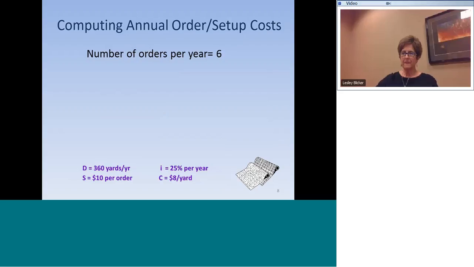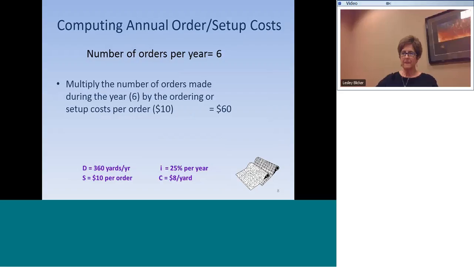Now that we know how many orders we need to place during the year, the next step is that we can calculate our annual ordering or setup costs. And to arrive at this number, we want to multiply the number of orders made during the year, which is 6, by the ordering costs, which are given to us as $10, and we arrive at $60. Now the text has another formula for it, which is really the same thing as what we've done. I've just simplified it above, but it's SD over Q, and that will give you your annual order costs.